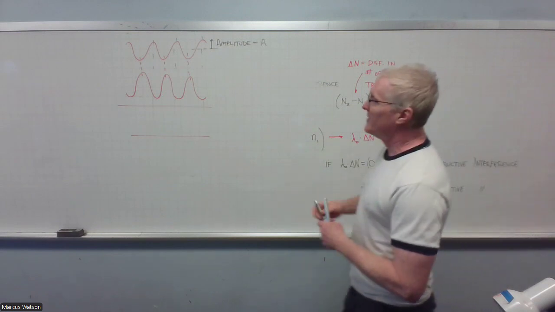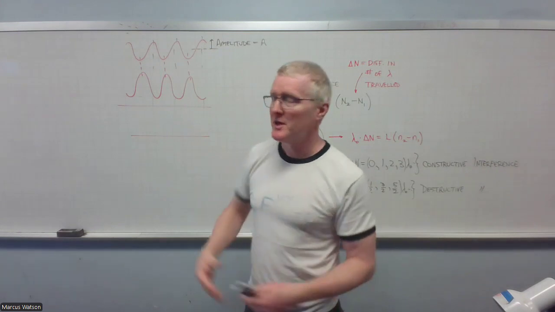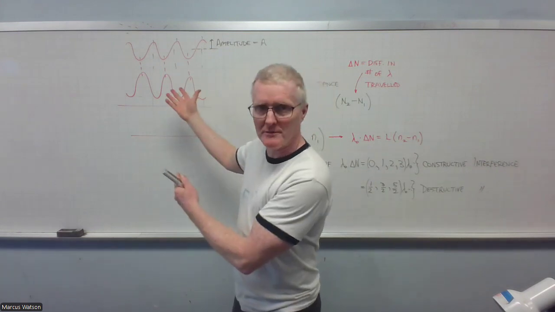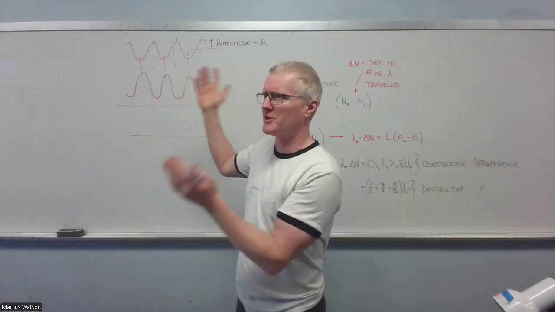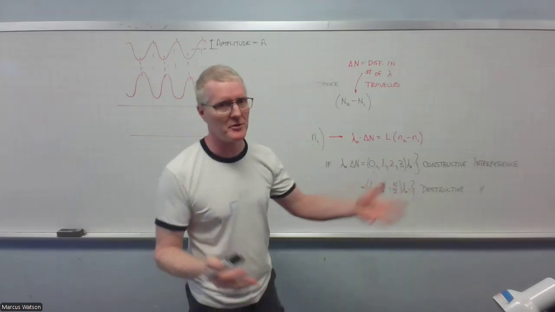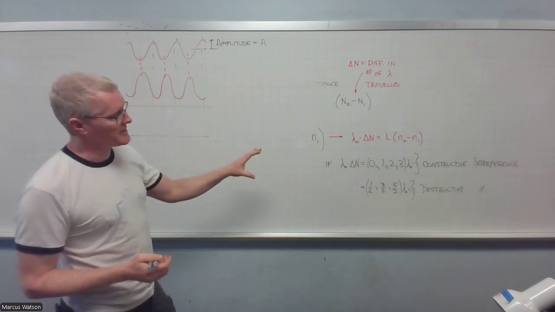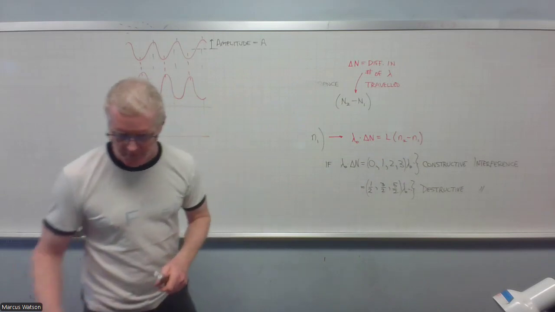If they are out of phase by something that's not either an integer or a half integer, then it's partial. It's either partial construction or partial destruction, however you like, whether your glass is half full or half empty. So that's what this looks like. Alrighty.